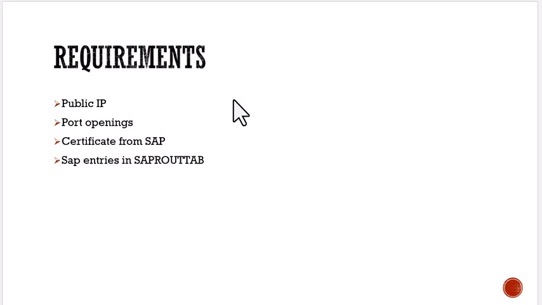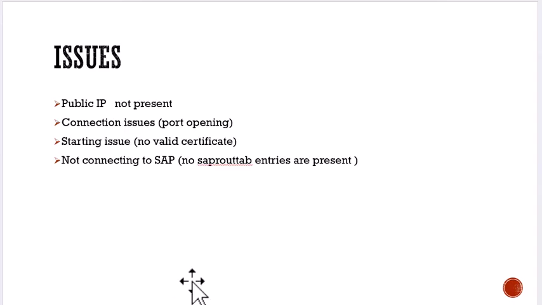Next, what I'm going to talk about here is issues. What issues can you generally see? Public IP not present. You have configured your SAP router, but you don't have a public IP. In this case, you cannot access your router from the outside world, that means outside your corporate network. You have already configured it, but you are trying to access it without connecting VPN or without having Citrix. So it will not work if you don't have a public IP.